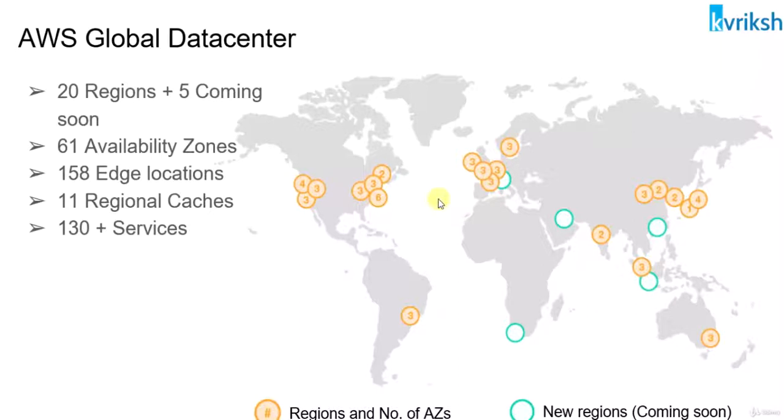Overall, AWS has 130 plus services. If you have heard about EC2, S3, these are different AWS services, and we are going to learn more about these services in this lecture.